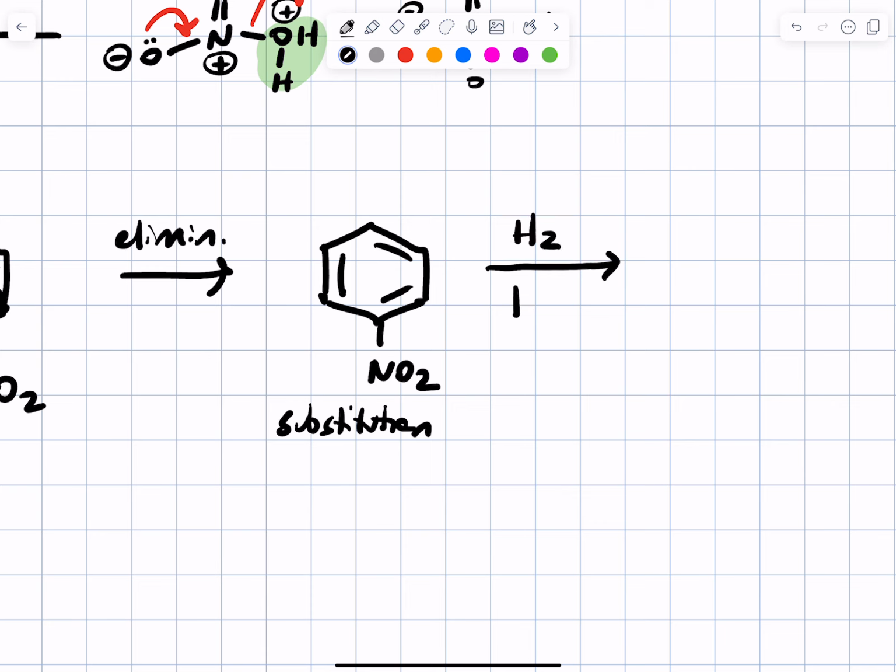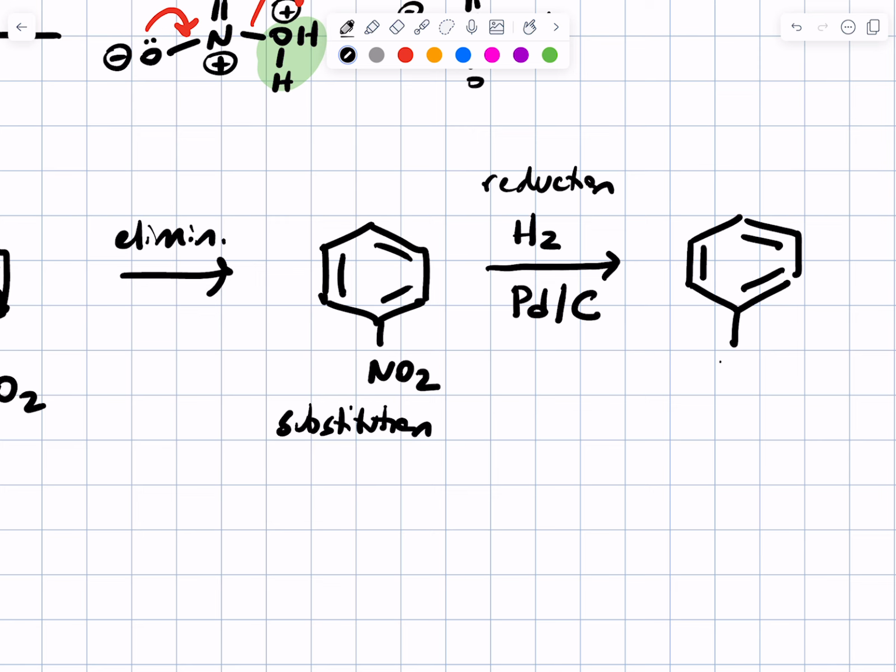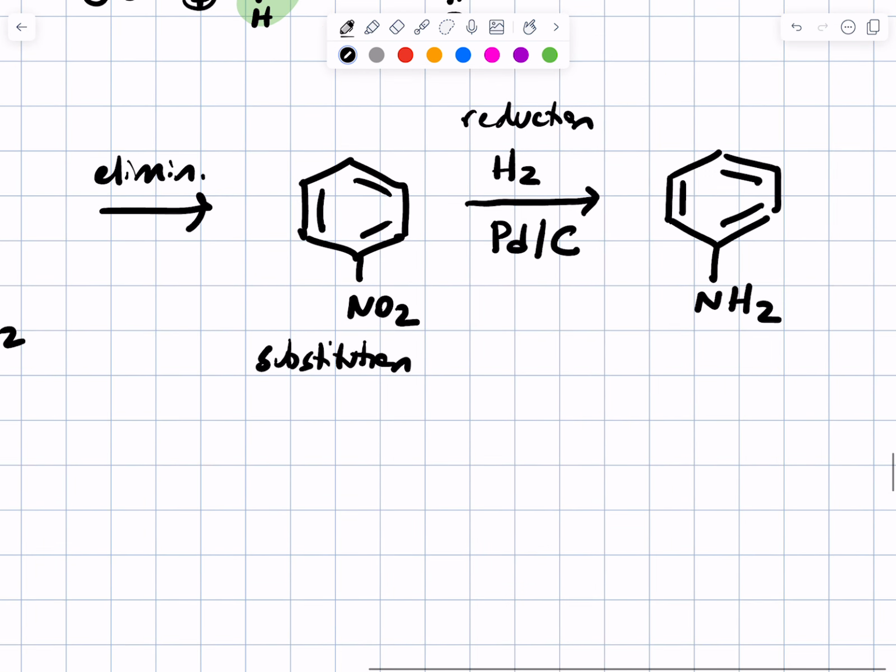If you use hydrogen and palladium on carbon, that's palladium metal immobilized on charcoal to increase its surface area, you can do a reduction reaction that converts the nitro group into an amino group. And that's actually pretty useful because there's a lot of things we can do with amino groups.